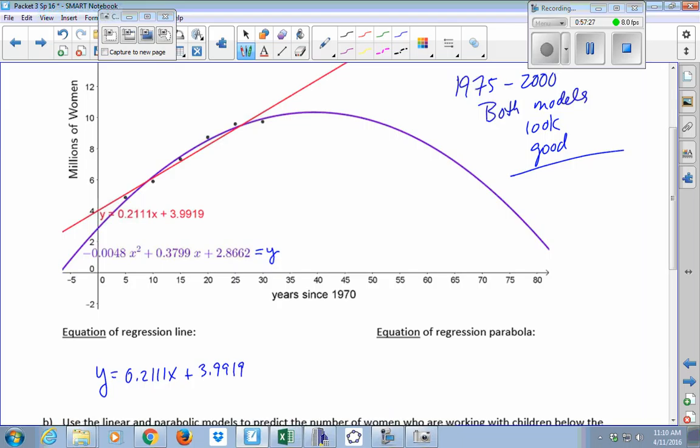Why do you think I carried each of those values out to 4 decimal places? Why didn't I just call it like 0.2 and 4.0? Why didn't I estimate it, do you think? Why do you think I carried it out 4 places?